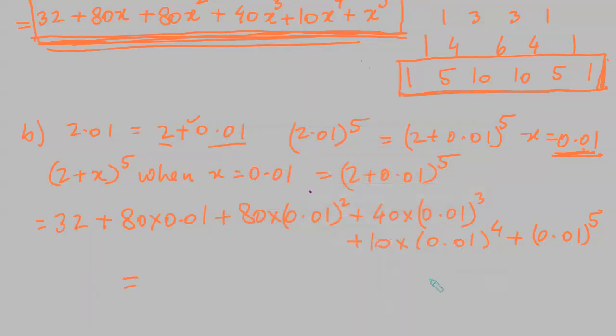Okay. So this is equal to, I am writing over here, 32.8. So 2.01 to the power of 5 is approximately equal to 32.8 using the binomial expansion technique. Let us just try to get the value of 2.01 whole to the power of 5 directly using the calculator, and let us see what is the value of this.